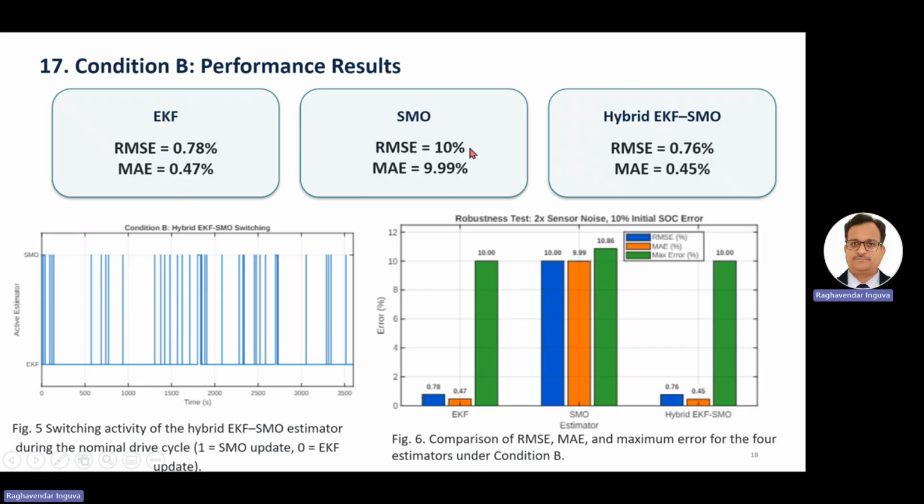So SMO is not doing a great job in case of harsh conditions. SMO alone is not really giving us a good SOC estimation, but EKF is giving a better estimation, whereas hybrid is giving the best estimation. So the same things are represented over here, like I've explained before.